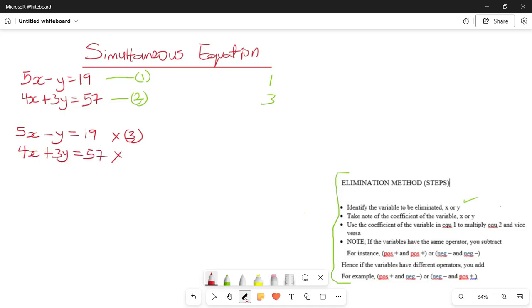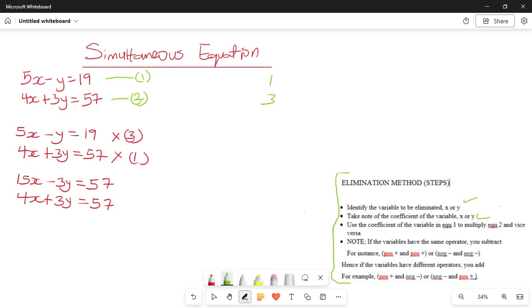So let's do that. We are going to have 5x times 3, which gives us 15x, minus y times 3, which gives us minus 3y, equals 19 times 3, which gives us 57. For the second equation, 4x times 1 gives us 4x, plus 3y times 1 gives us plus 3y, equals 57 times 1, which gives us 57. So we are done with the next step.